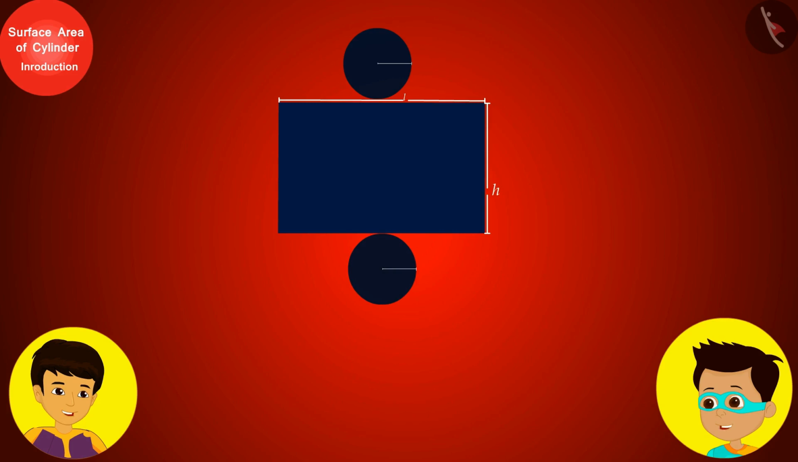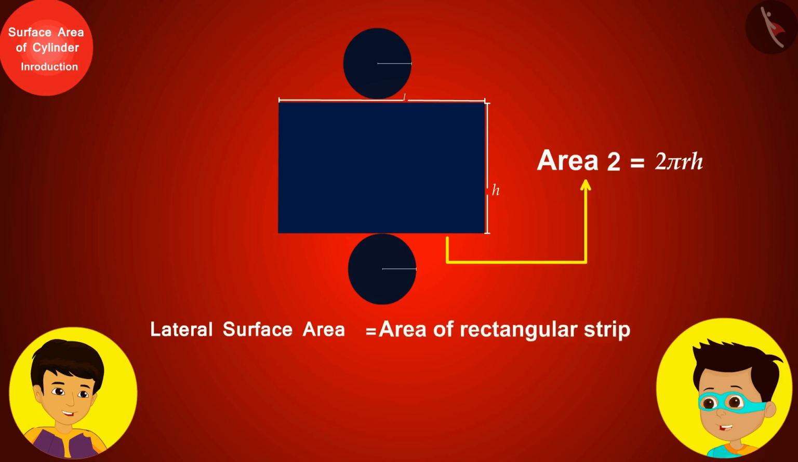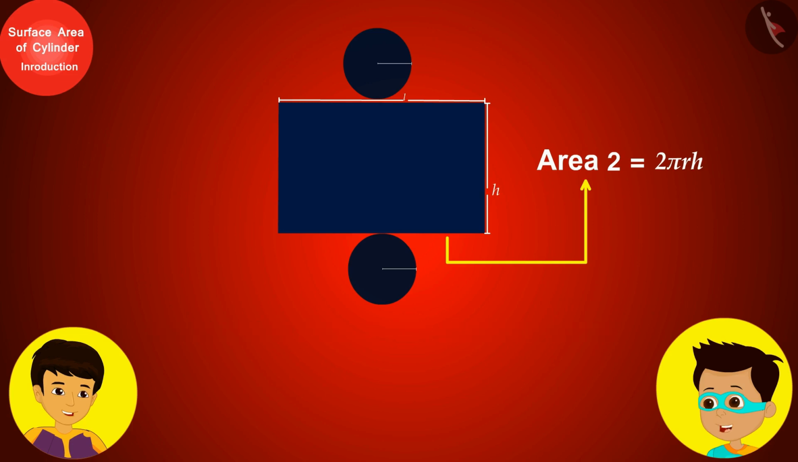And look, the lateral surface area of the cylinder will be equal to the area of this rectangular strip. And because this surface of the cylinder is curved, we can also call it the curved surface area of the cylinder. This means that the formula for the curved surface area of the cylinder is 2 pi r h.